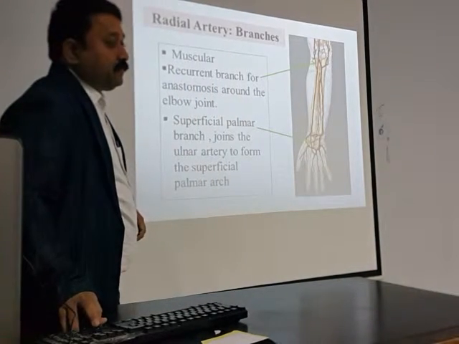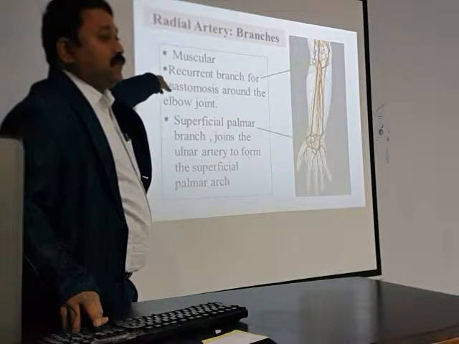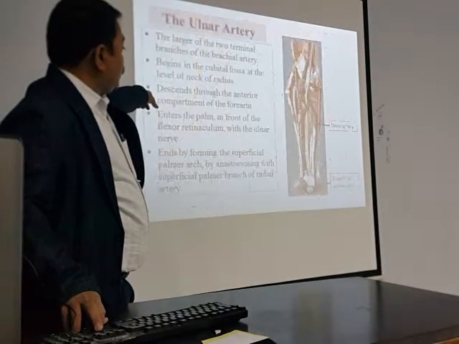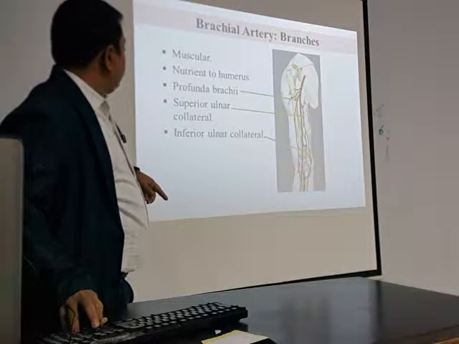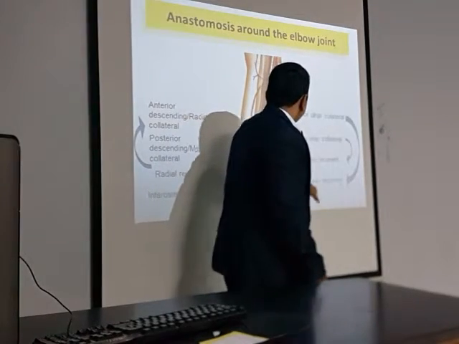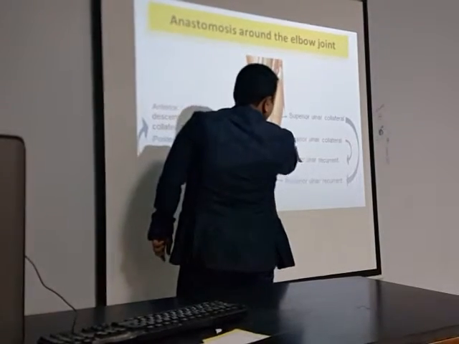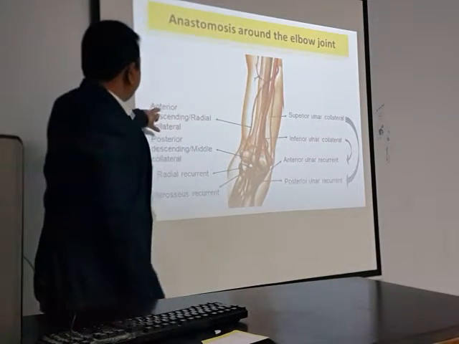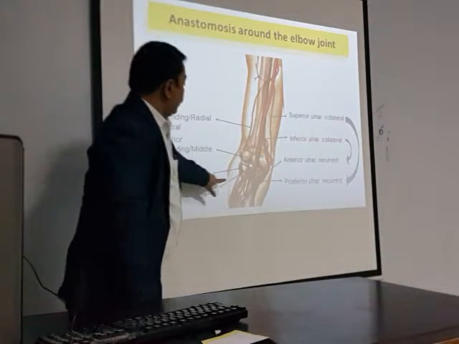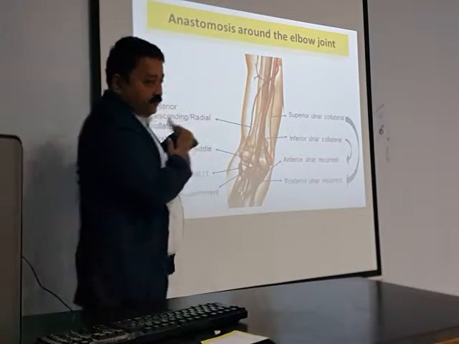Doctor, the recurrent branch anastomoses with what? Around the elbow joint. With which artery? This one is the inferior ulnar collateral, anterior ulnar recurrent. So both are anastomosing. Similarly, the anterior radial collateral anastomoses with the radial recurrent from the radial artery.